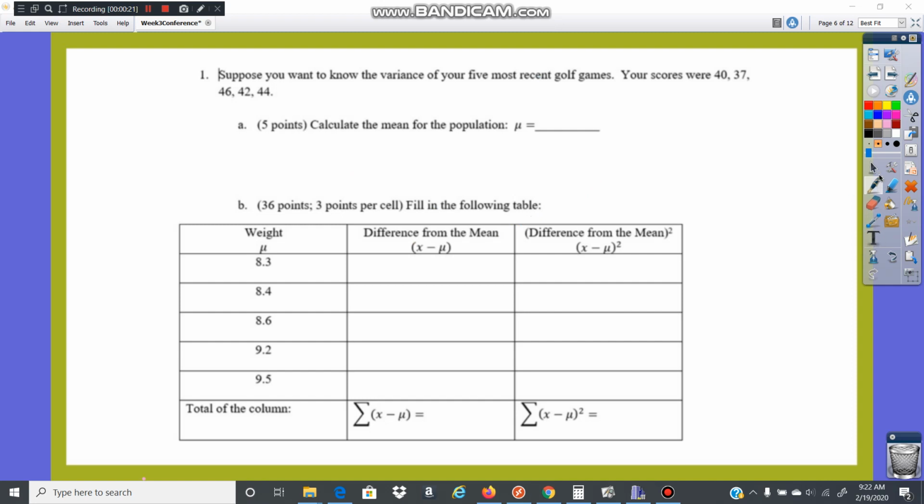Now the mean is going to be given to us by the sum of our values divided by the number of values. In this case, it looks like we have the 5 most recent. This is actually a sample. But in this case for the mean, it's not going to matter. The mean is the same calculation for both a sample and a population. It's going to be the sum of our x values divided by the number of values that we have.